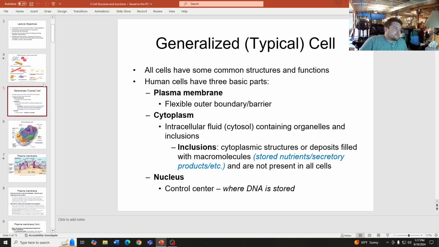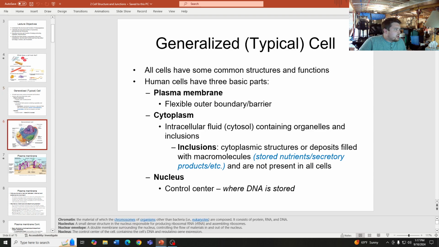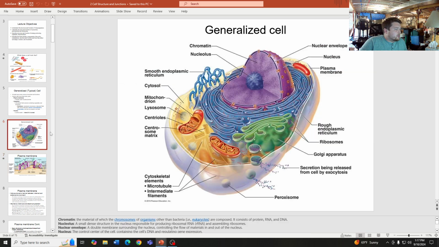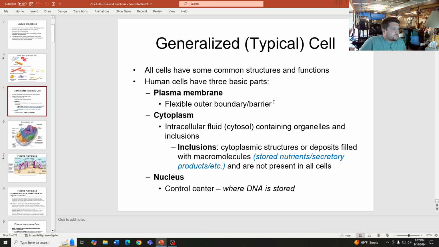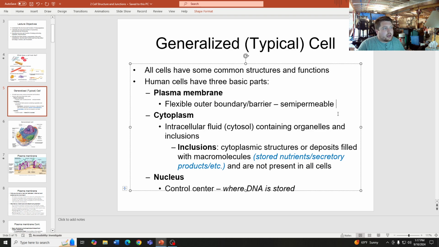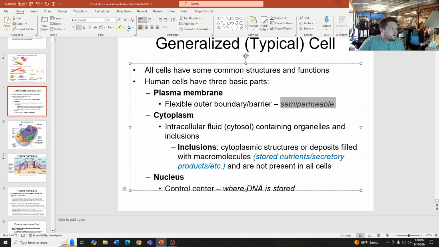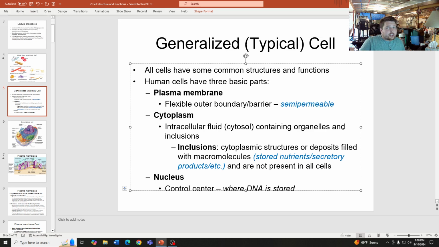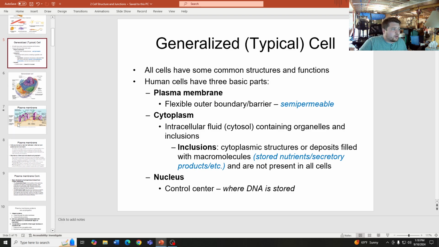Generally, all cells have common structures and functions. Specifically, we're going to look at the plasma membrane, cytoplasm, as well as the nucleus. The plasma membrane, we've mentioned it a couple of times. It's that outermost layer. It's what surrounds the whole thing. It is what is known as a semi-permeable membrane, which basically just means that it lets certain things in, doesn't let other things through. It controls what goes in and what goes out, which we want it to, because otherwise it'd be leaking stuff all over the place, and that would not be good.